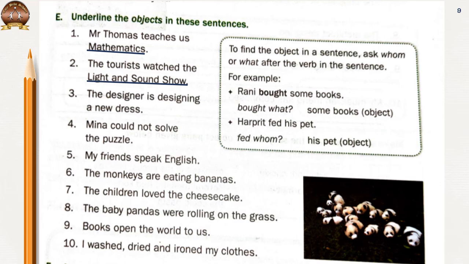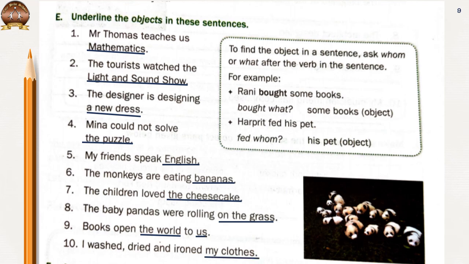The designer is designing. What is he designing? A new dress. Meena could not solve the puzzle. What could she not solve? The puzzle. My friends speak English. What do they speak? English. The monkeys are eating bananas. Okay, what are they eating? Obviously bananas. Now you solve all the others. Pause and check your answers.